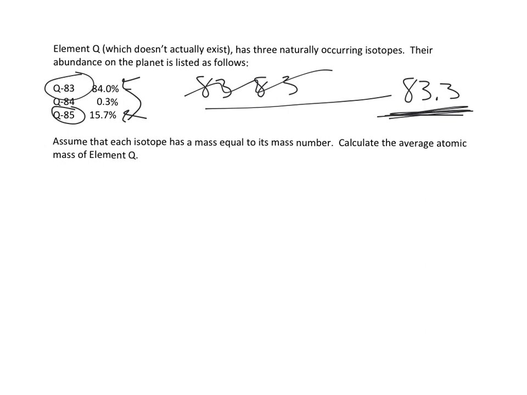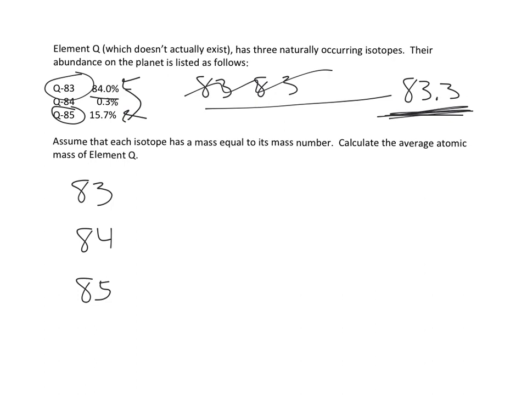Now, what you then do is we calculate what's called a weighted average. And the way we do that is we take the masses, and we're going to assume that an element 83 has a mass of 83. It's not exactly right, but it's pretty close. So these are the masses, and you're going to multiply by these percentages.